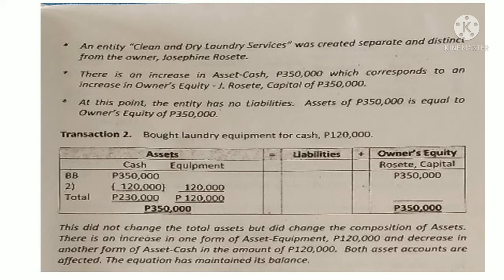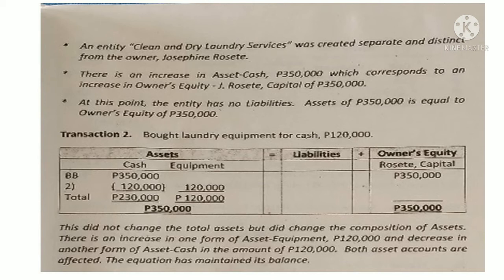So for our transaction 2, so ang ikaduha nga transaction, no? Buy laundry equipment for cash, 120,000 pesos. So as we could see, no, ang cash available is 350,000. So since nagpalit man ka og equipment, pasabot makuhaan ang imuhang cash. So mahitabuan na sa imuhang asset, so mag-minus ka diri sa imuhang cash, pero naay additional nga asset under the name sa equipment nga 120,000 pesos.